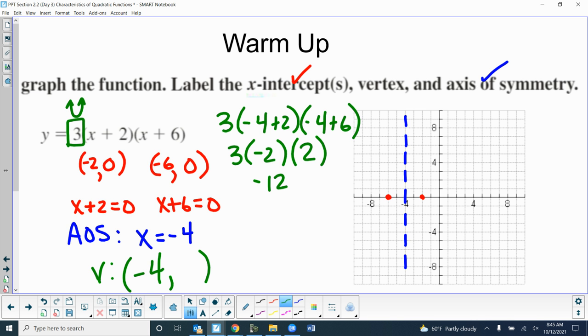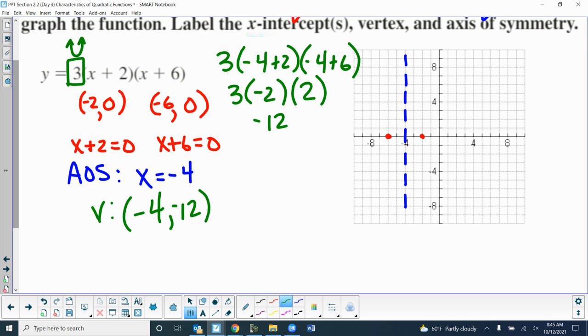So my vertex is down here. I need to give myself a little room, it only goes to 10, right? So I'm just going to guesstimate here, say it's right there. Can I draw my parabola now? Yeah, I can draw it, right? Is it opening up? Yeah.